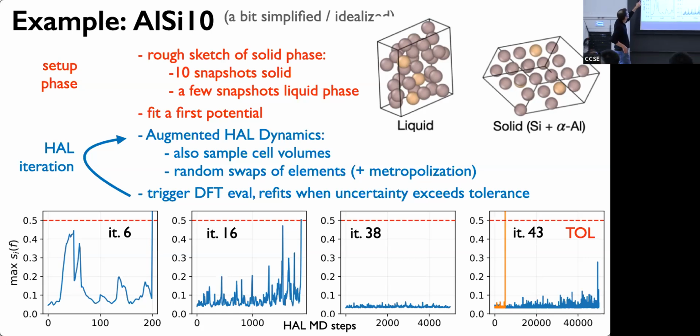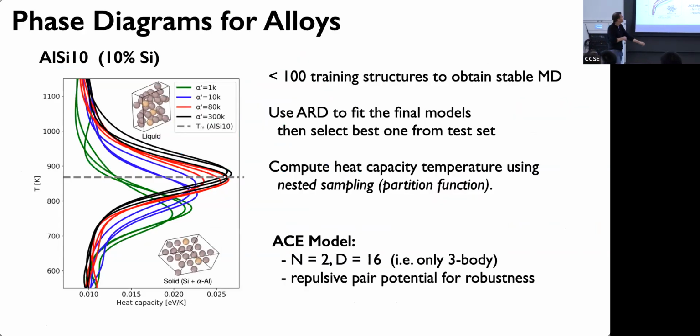So this is an example that we wrote here for aluminum silicon, 10% silicon, an alloy, right? And so with that process, you get very accurate predictions of melting temperatures, almost fully automated. The only thing you do is you give that HAL algorithm a few initial structures to very roughly sketch out the potential energy landscape, then you turn it on and it does the rest for you.